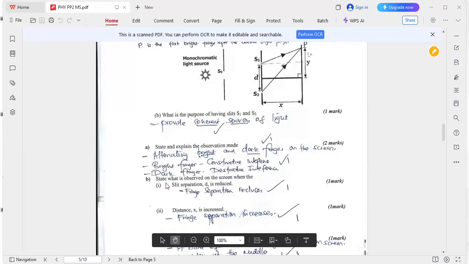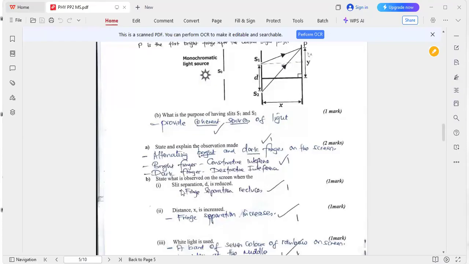Then part B, state what is observed on the screen when slit separation D is reduced. When we reduce this D, S1 to S2, then the fringe separation increases. So this is not right here. Write it as fringe separation increases when we reduce D. When we increase D is when the fringe separation reduces. It's the opposite.